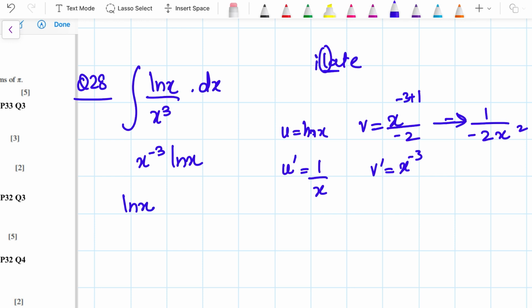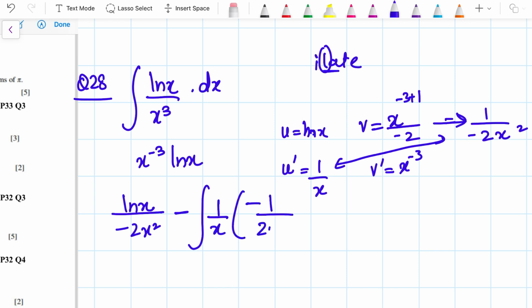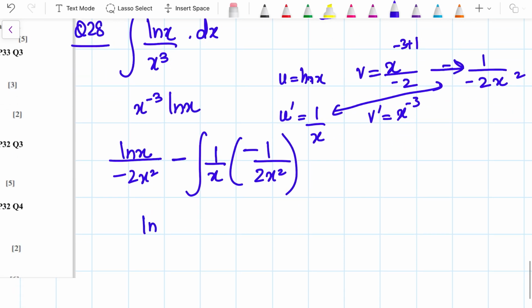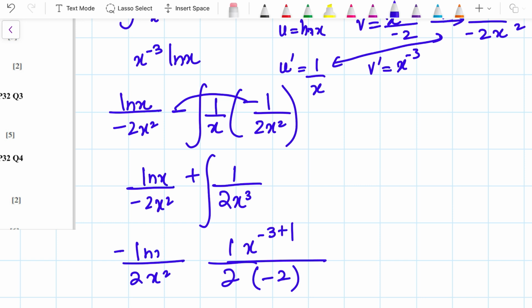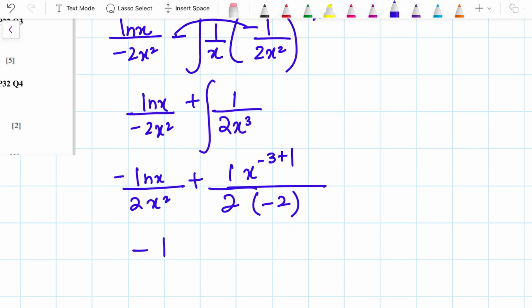u v minus u bar v. ln x upon minus 2x square, minus minus is a plus. We still have the integration sign. We have not integrated it. 1 upon 2, x to the power minus 3 plus 1 divided by the new power. Now it becomes minus ln x upon 2x square minus 1 upon 4x square.